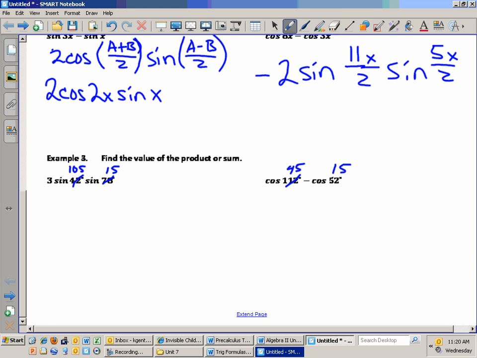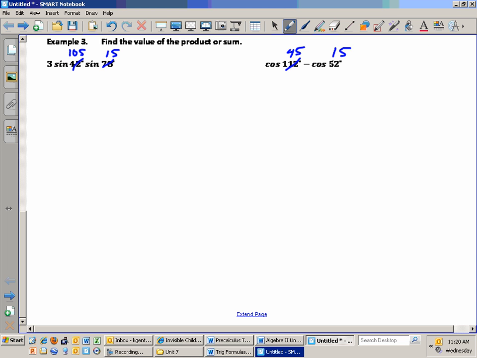So it says find the value of the product or the sum. Well, we don't have an exact value for the sine of 105. We don't have an exact value for sine of 15. We could use sums and products to do so, but what we could do is express this in a larger form such that we could figure out the exact value in a much easier way. Watch how I do this.